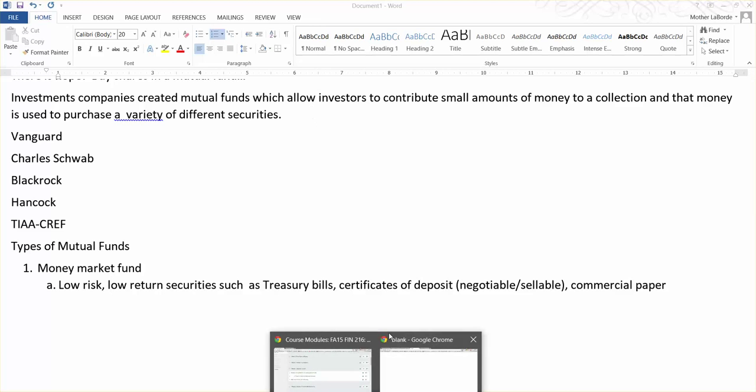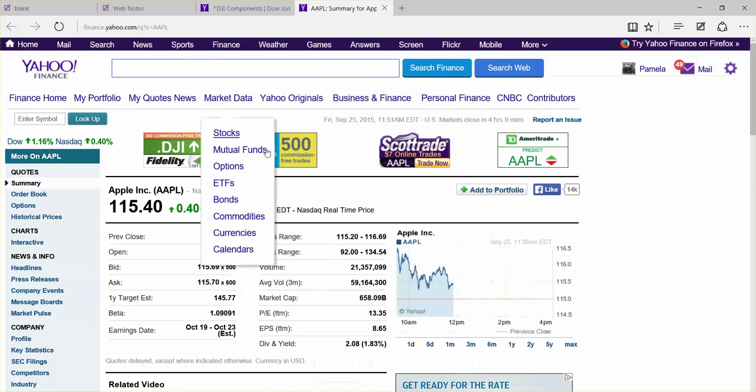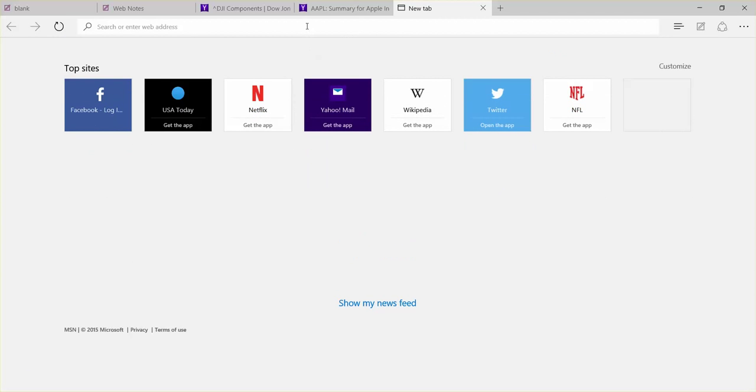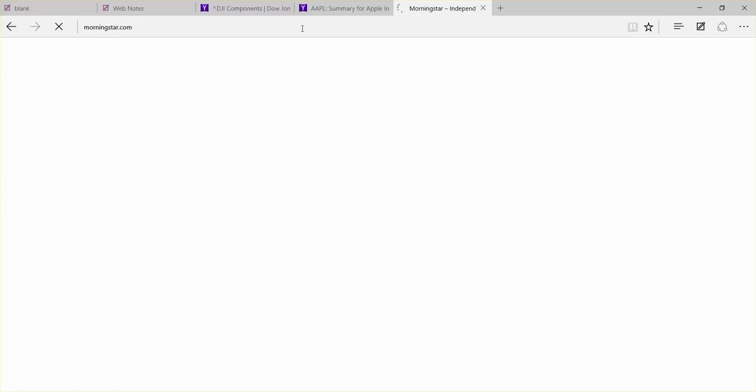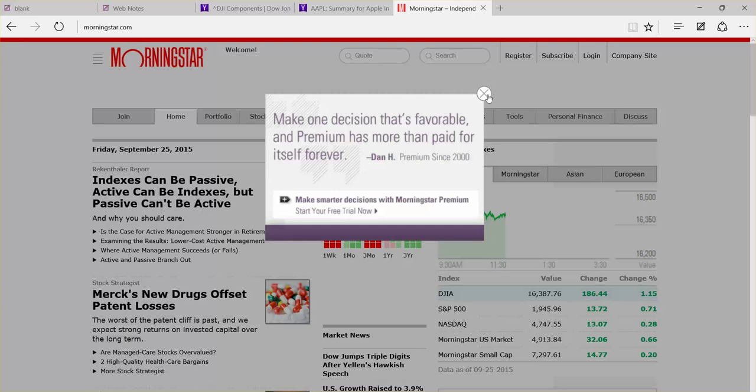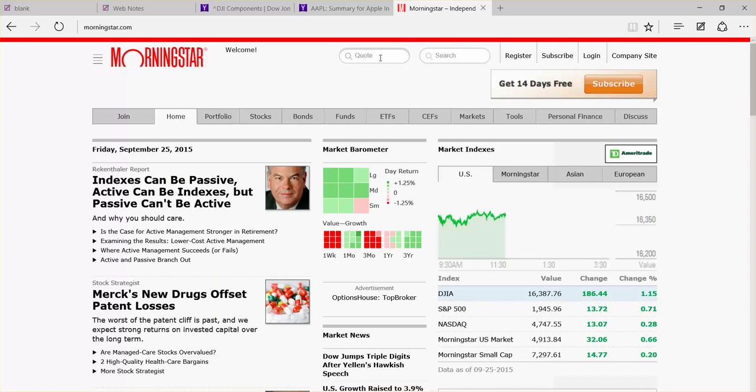I'm going to pop over to Morningstar. Morningstar is a great place to look up data on mutual funds. They have a premium service and also a free service. I actually subscribed to the premium service at one point, and I want to say it was about $200 a year. But in my view, I just did not find $200 to be worth it. Because Morningstar offers so much information on their free service, I'm now back to just their free service.